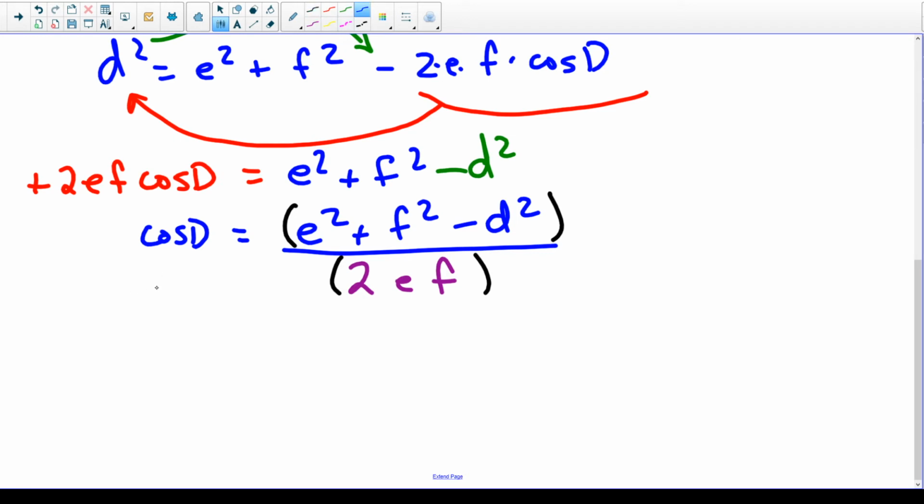Now we're not done. We're trying to get d by itself. So what do I do to destroy the cosine?